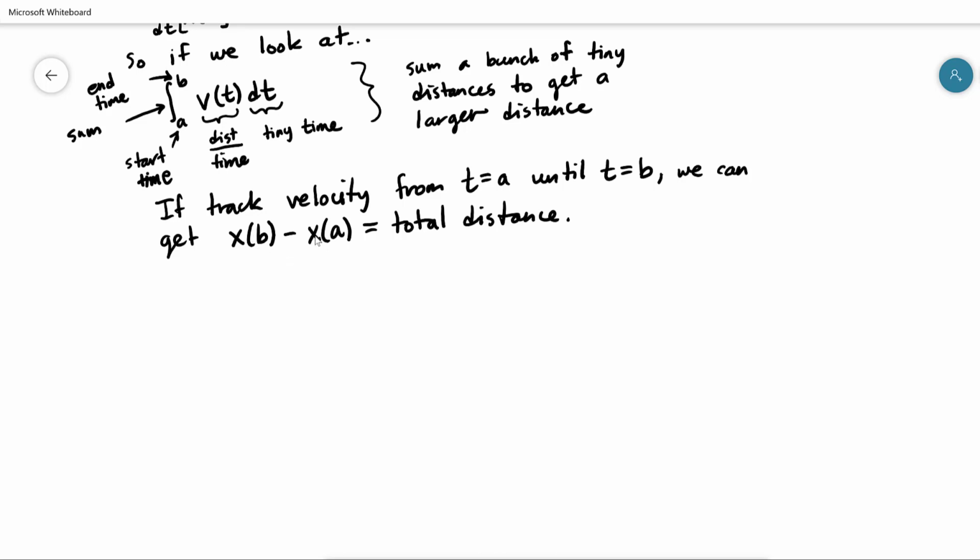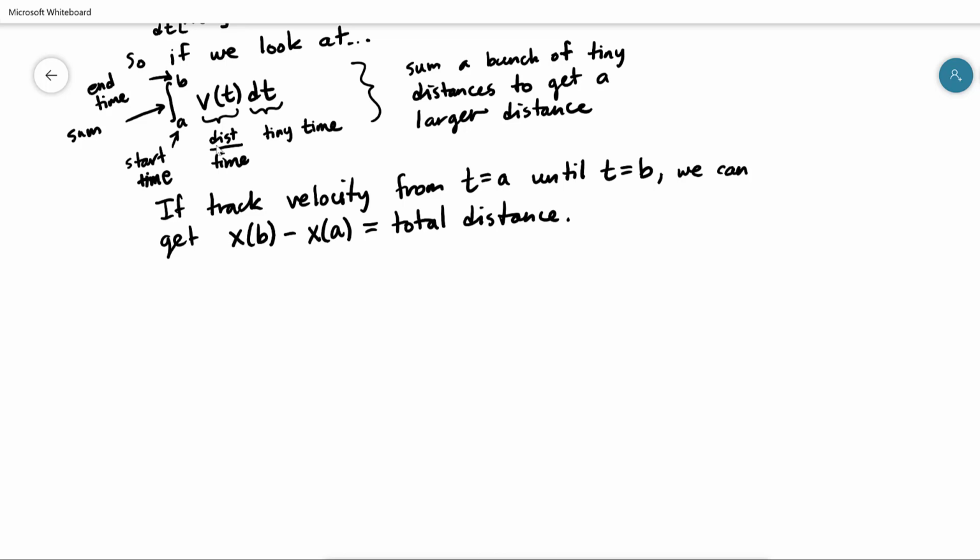Or I can just give you the position function, tell you what position we wound up at, position at time b, what position we started at, position at time a, and if I look at the difference, I'll know how far I went. So if I just tell you we started in Albuquerque, we ended in Santa Fe, I can tell you the total distance. Time 0, I was here. Time 1 hour, I was at this other location. Here's how far we must have gone. And I can do that by just looking at the position function.